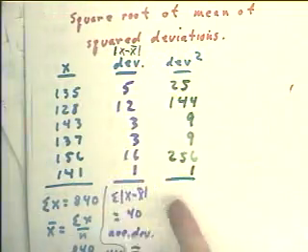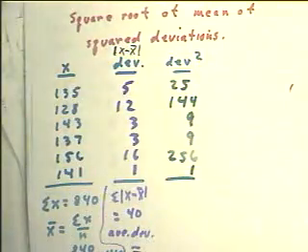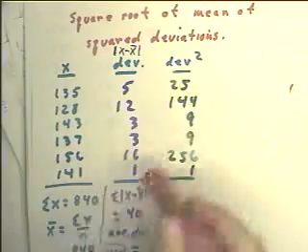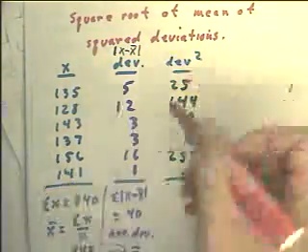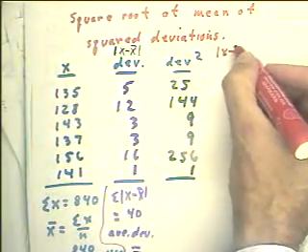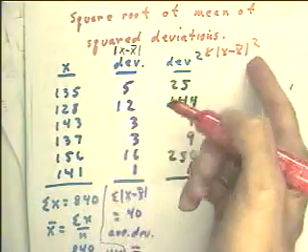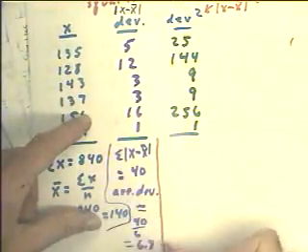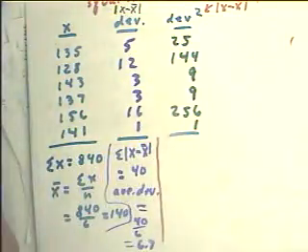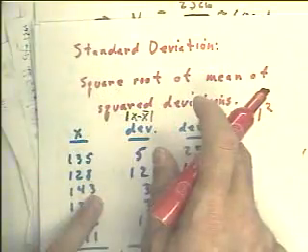I didn't get that lined up very well, and that's not good practice. The 25 should be over 1 unit, but I'm not going to change it. These are our squared deviations. Now we could call these the absolute value of x minus x bar, squared. What we're going to do is add these up, because we want the square root of the mean of the squared deviations.